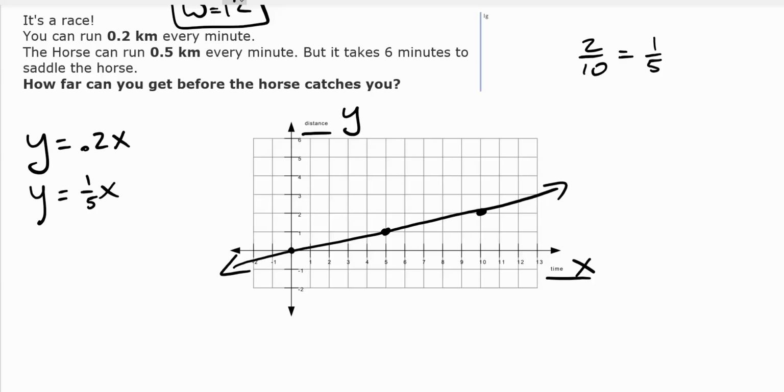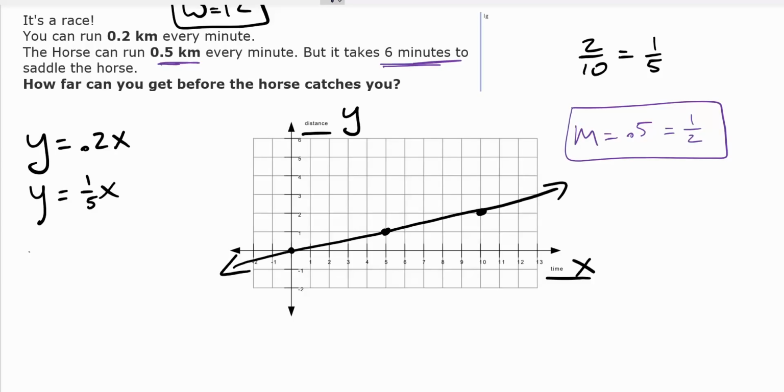Now the horse, what's going on with the horse? The horse is running 0.5 kilometers, but it takes 6 minutes to saddle the horse. So again, 0.5 kilometers, that's its slope, would be 0.5. Well, what is 0.5? 0.5 is also 1/2. So we know the horse's slope is 1/2, but it takes 6 minutes to saddle the horse.